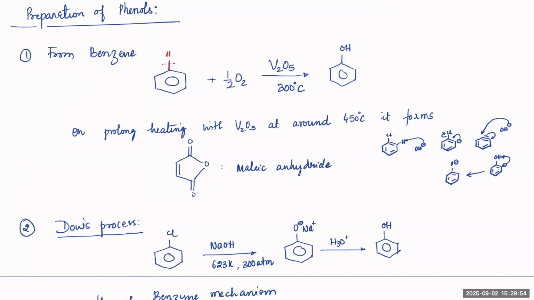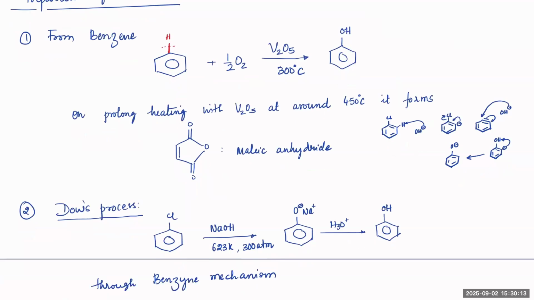These are very quick reactions. We'll go through it once. Benzene, if you oxidize in the presence of vanadium pentoxide but restrict the temperature to 300 degrees, then you get phenol. If you go beyond 450 degrees, the bond will break here and it will become an anhydride, that is called maleic anhydride.